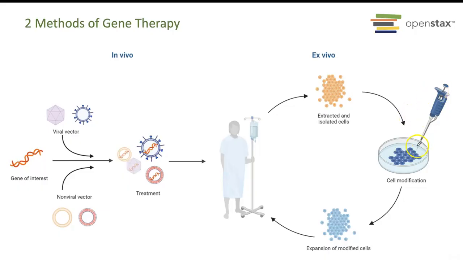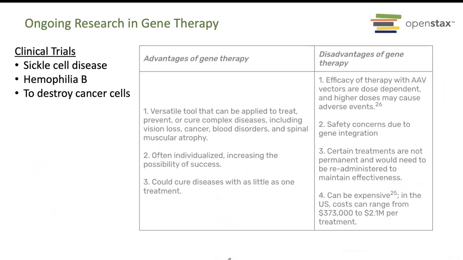We can modify those cells and then get them to grow. So we get a collection of modified cells and put those cells back into the person. So it's the person's cells that have been modified going back in. Okay, so it's pretty interesting. And it's being used right now. So there are clinical trials already on sickle cell, hemophilia. They're trying to get your cells to kill cancer cells or get the virus to kill cancer cells, but just cancer cells, okay?